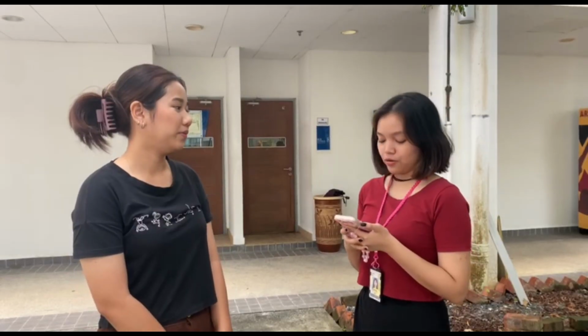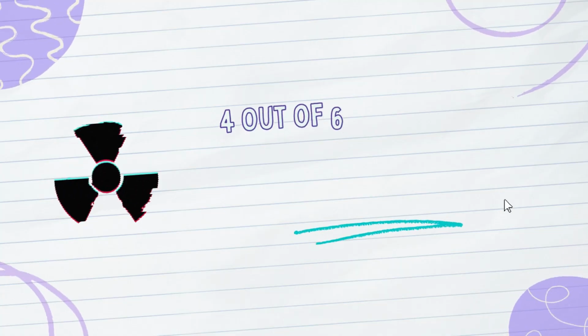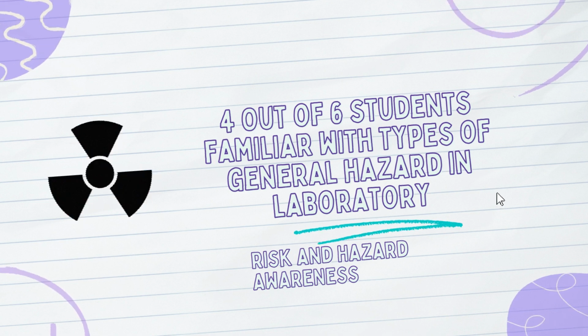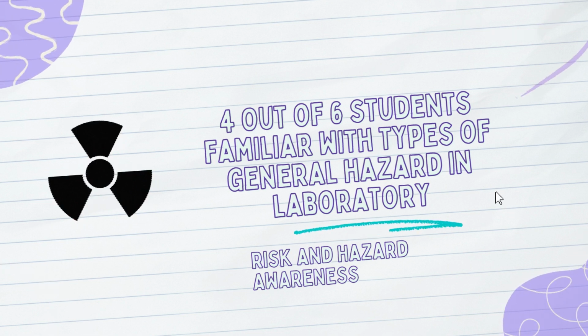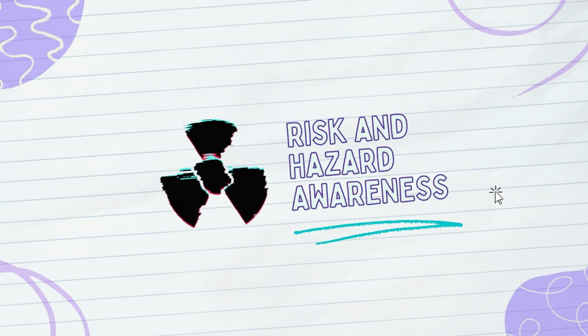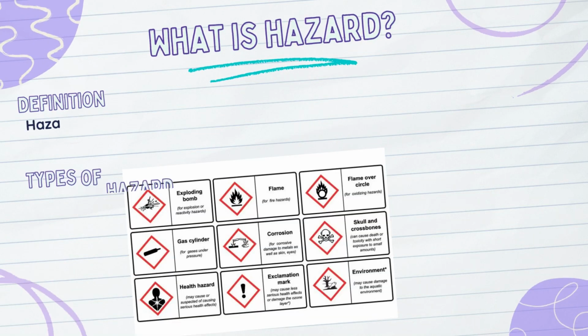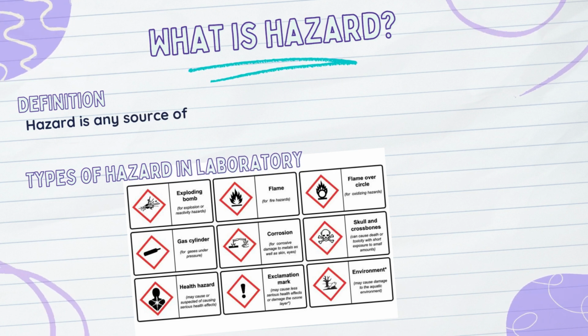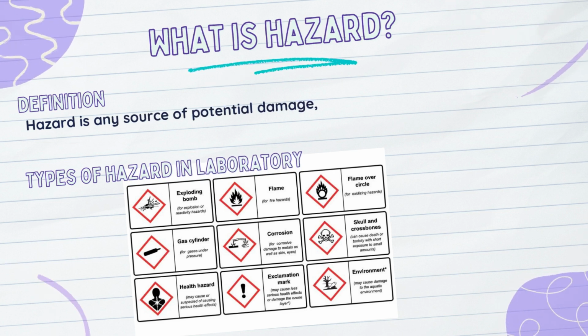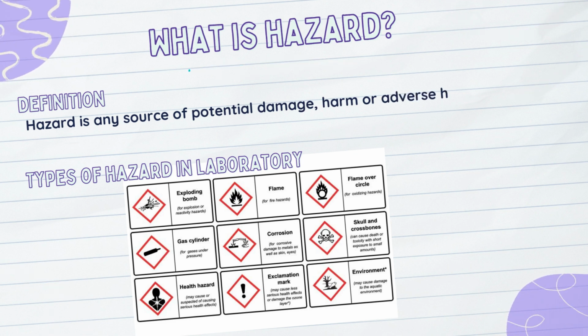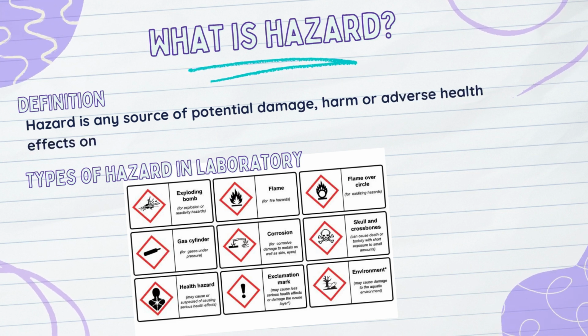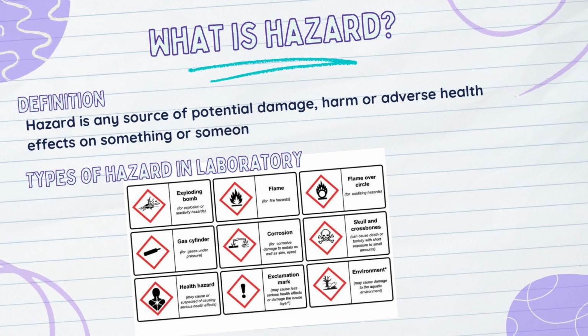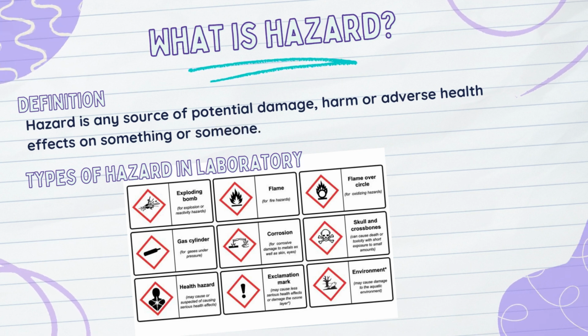Yes. No. Yes. From the interview, 4 out of 6 students are familiar with the types of possible hazard in laboratory, which correlates with the risk and hazard awareness in laboratory users. The risk and hazard awareness is important because hazard is the source of potential damage, harm, or adverse health effects on something or someone. Therefore, we need to know what are the types of hazards so we can identify them before evaluating the risk. Do you know any general laboratory safety rules?